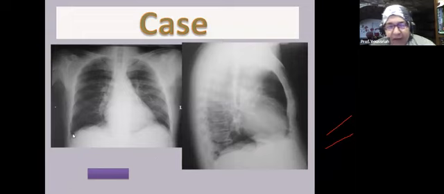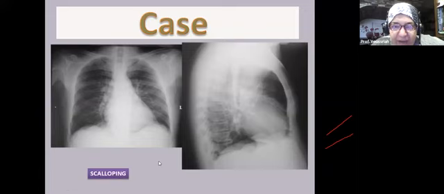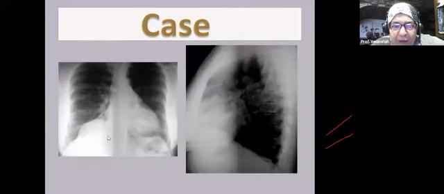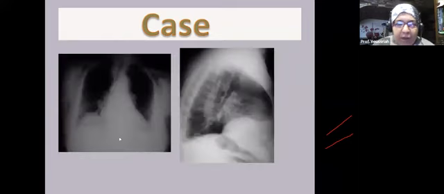Look at the PA now on the right side. It's more clear. This is scalloping of the diaphragm. It's a variant. Here we have on the right side an elevation of the medial aspect. On the lateral film, it is slight elevation anteriorly. This is the diaphragmatic hump.